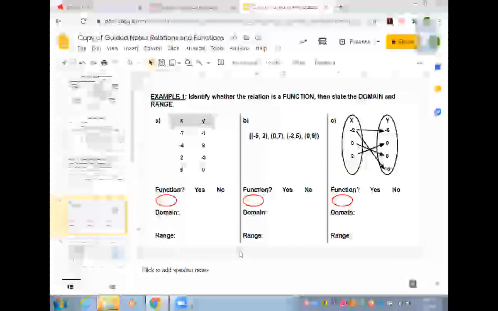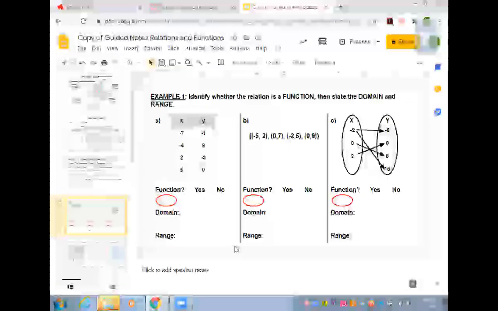All right, so here we got some examples. So we want to identify whether the relation is a function, then state the domain and range. All right, so I put these little circles up here so you can drag and drop that circle over whether we say yes or we say no for a function.